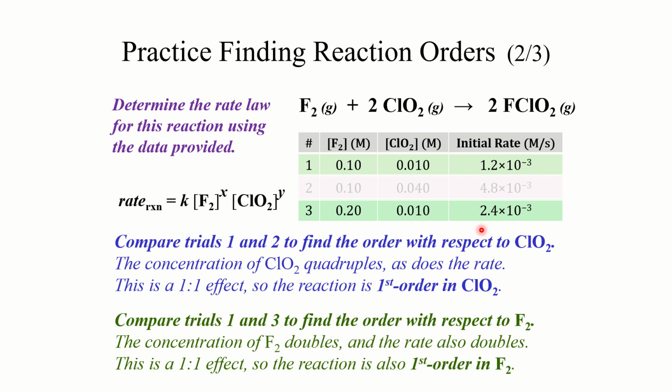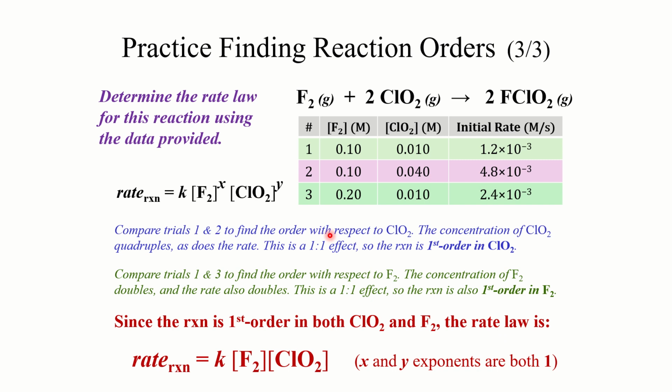Next, I'm going to compare trials 1 and 3 to analyze F2. So in trial 1 versus trial 3, notice that ClO2 stays the same, whereas F2 doubled. So any change in the initial rate can be safely assumed to be due to the change in F2. So F2 doubled, the initial rate doubled. This is also a 1-to-1 effect, so the reaction is also first order in F2. Since the reaction is first order in both ClO2 and F2, the rate law is rate of reaction equals k times F2 times ClO2. These exponents are both 1, and so you don't need to write them in. There are implied exponents of 1 here.